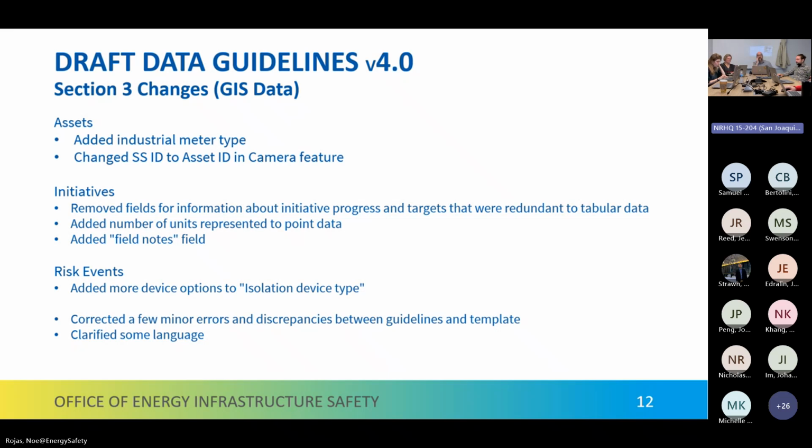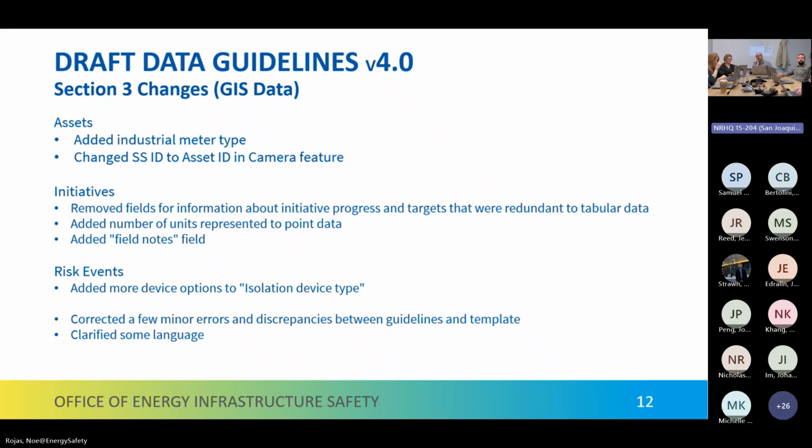So I know I started at the end there, but just kind of examples of some specific changes. And as I said, this is not an exhaustive list, but we have added an industrial meter type option that just aligns the data we're collecting, the spatial data, with what had always been collected in the wildfire mitigation data tables.